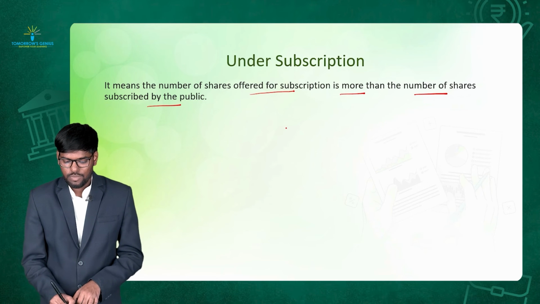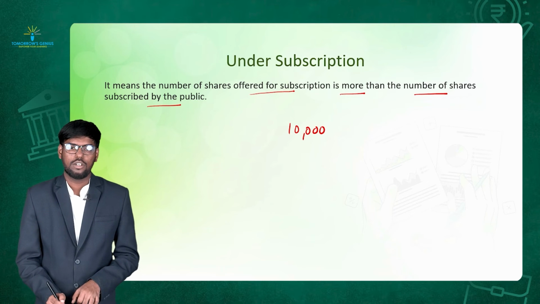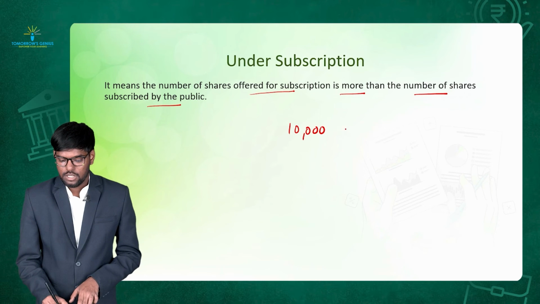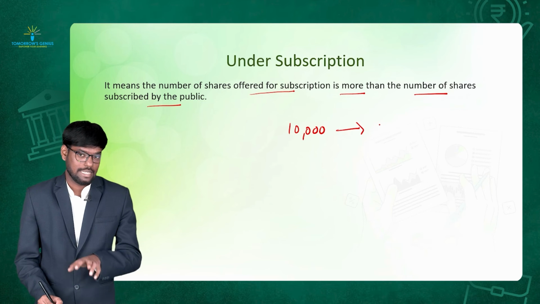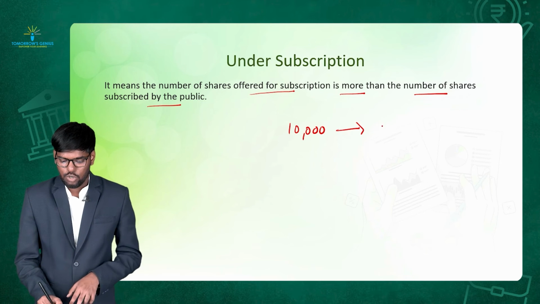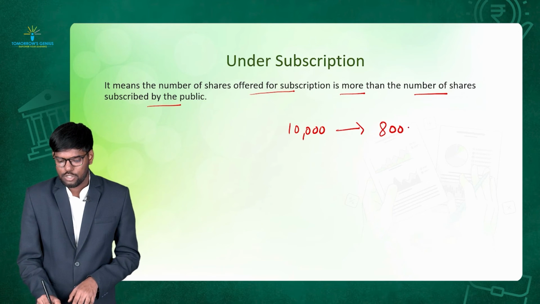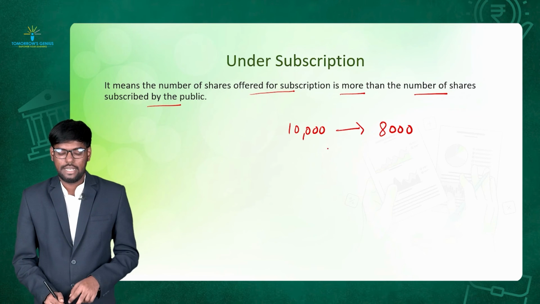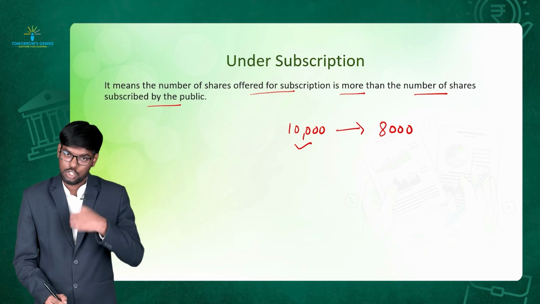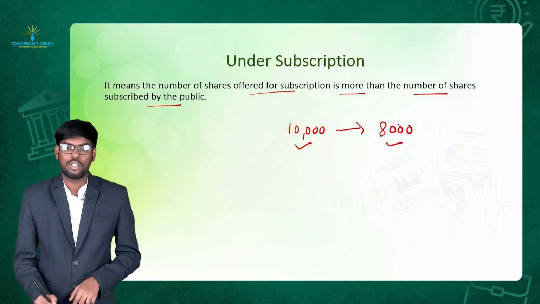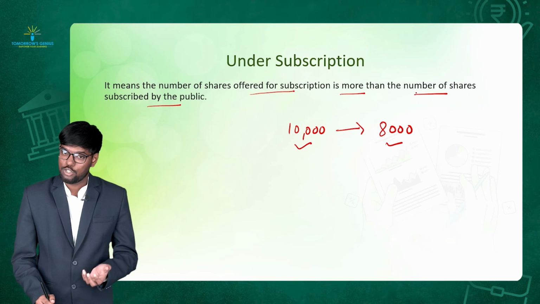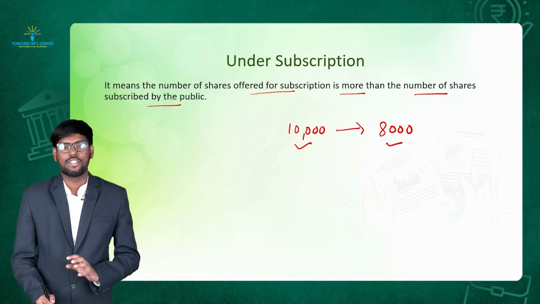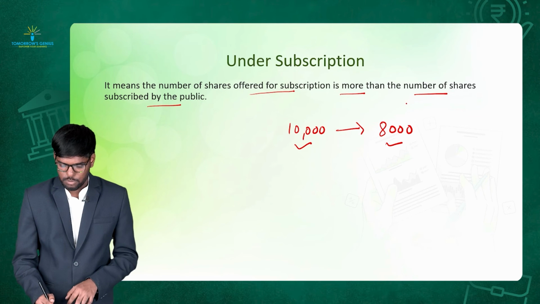It means the company is offering 10,000 shares to subscribe for, but the general public showed interest only in 8,000 shares of the company, right? So the number of shares offered by the company for subscription is 10,000, which is more than the number of shares actually subscribed by the general public. So it is a case of what? It is a case of under subscription, right?